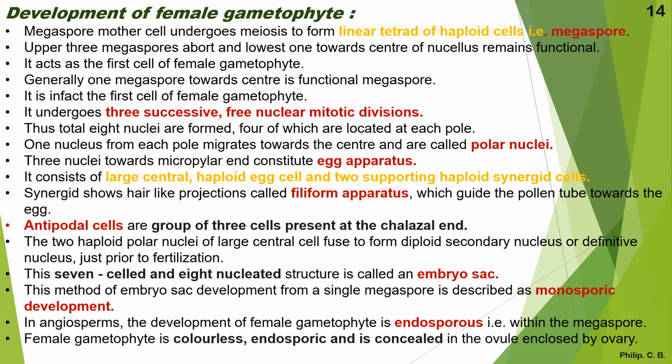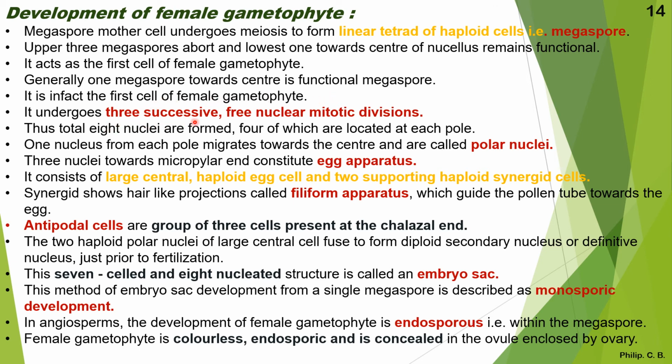Now we can learn the detailed aspect of development of the female gametophyte. So the megaspore mother cell undergoes meiosis to form a linear tetrad, meaning 4 haploid cells, that is megaspores. The upper 3 megaspores abort and the lowest one towards the center of the nucleus remains functional. So as we saw, 3 of them degenerate. It acts as the first cell of the female gametophyte. Generally, one megaspore towards the center is the functional megaspore. It is in fact the first cell of the female gametophyte.